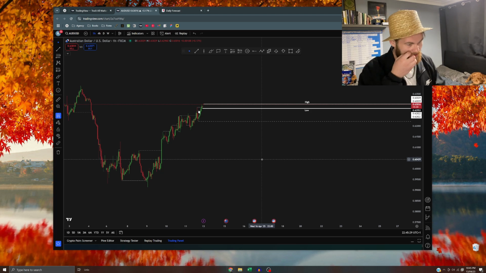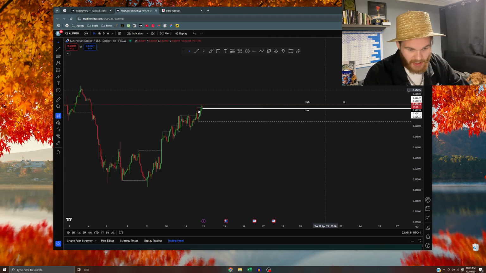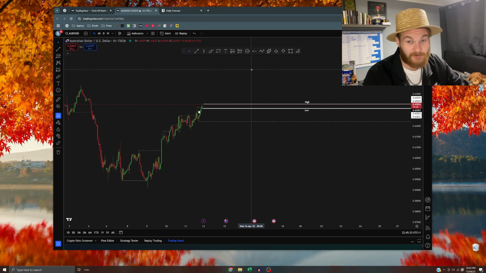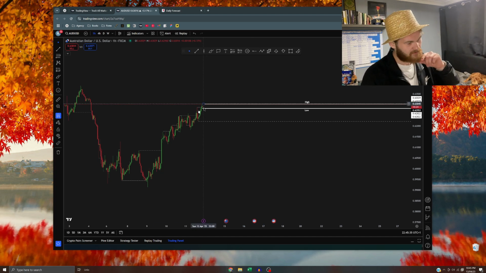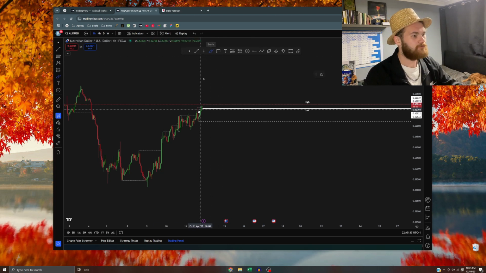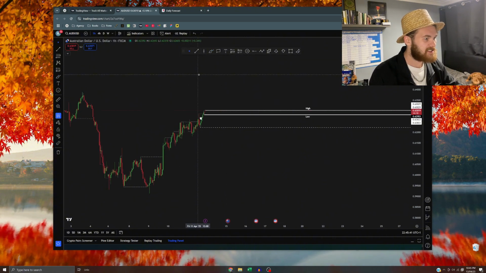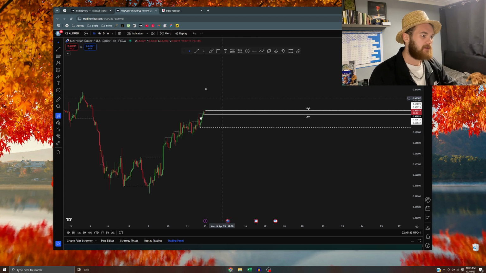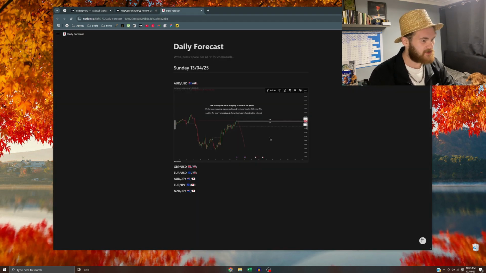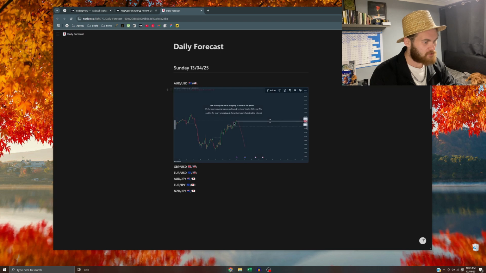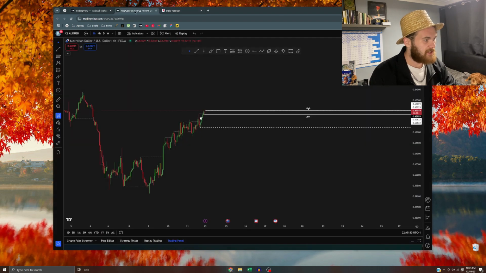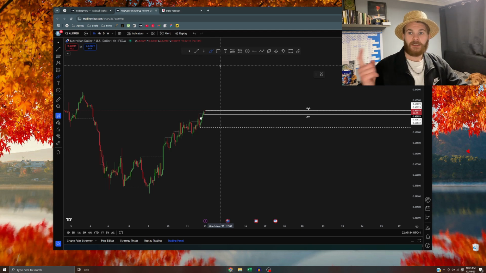So I've just brought my chart up here. The market's just opened, it's Sunday 10:45. So we've just seen a mini gap here on AU. What I'm going to do is write on my chart what I'm seeing and then pop that over into my daily forecast on Notion. And I'll just walk you guys through how I do that now. So let's go through that on the chart.